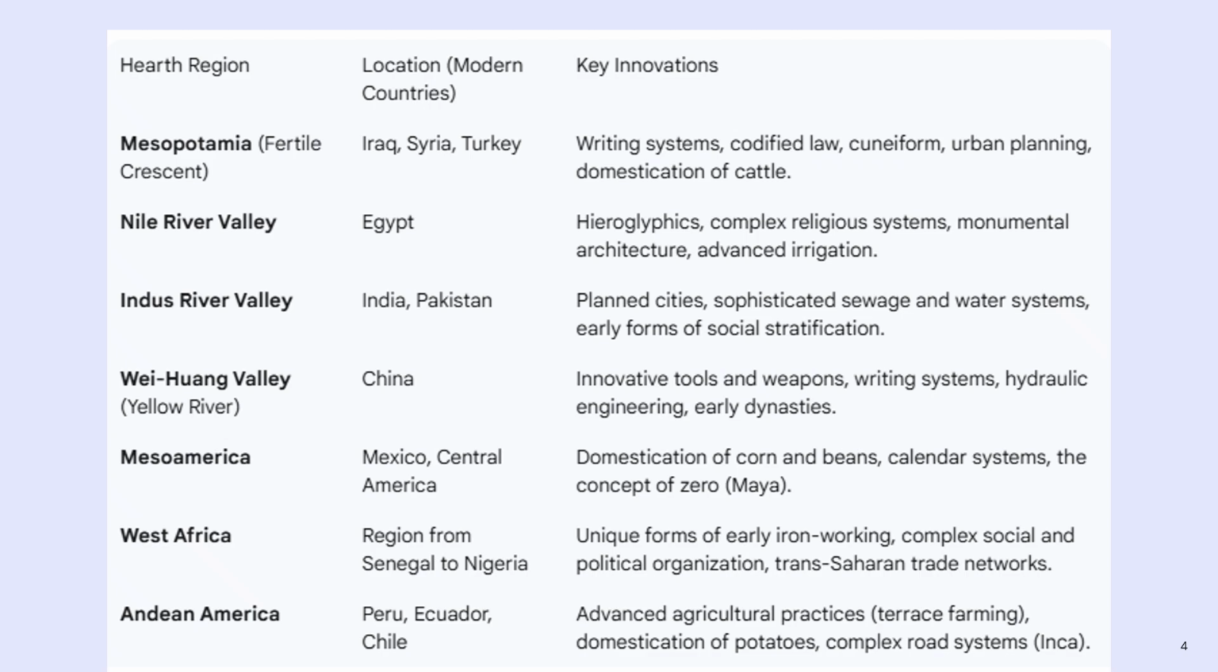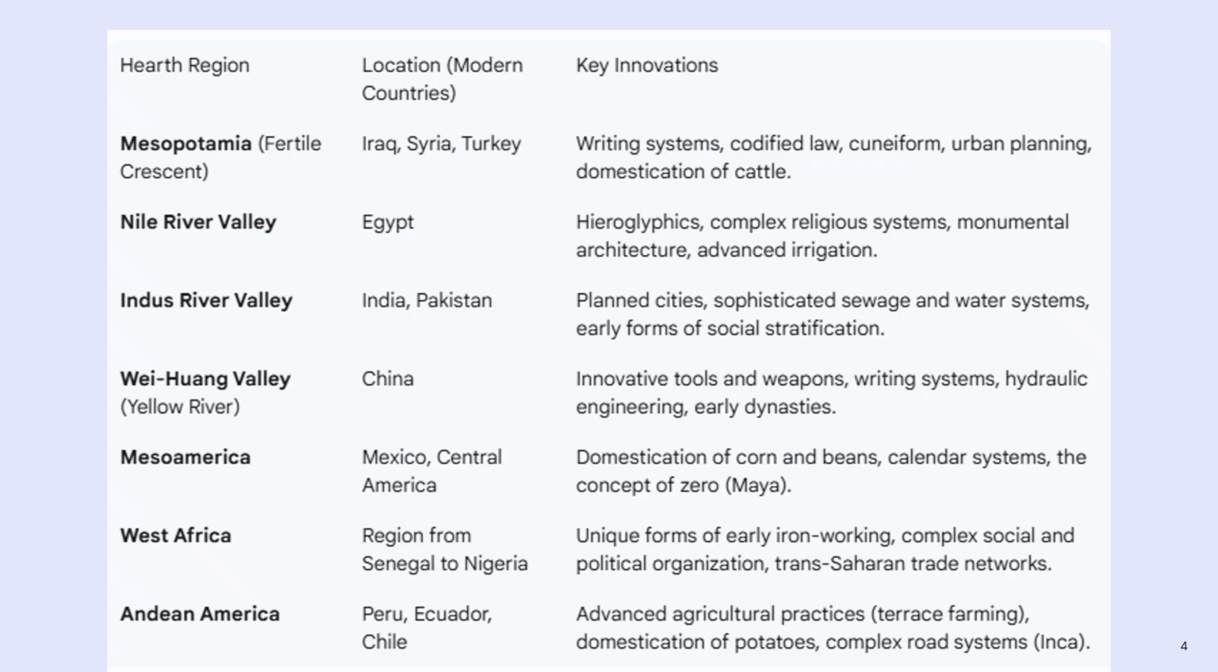Then we have Mesoamerica, so Mexico, Central America. Here we see domestication of a lot of the crops that we depend on nowadays, like corn and beans. We have a calendar system that's innovated there, the concept of zero from the Mayan people. Concept of zero, very interesting in mathematics. It does seem to modern people that the concept of zero seems obvious, or just something we're highly familiar with and we use every day. But it really was quite a mathematic innovation for the Mayan people.